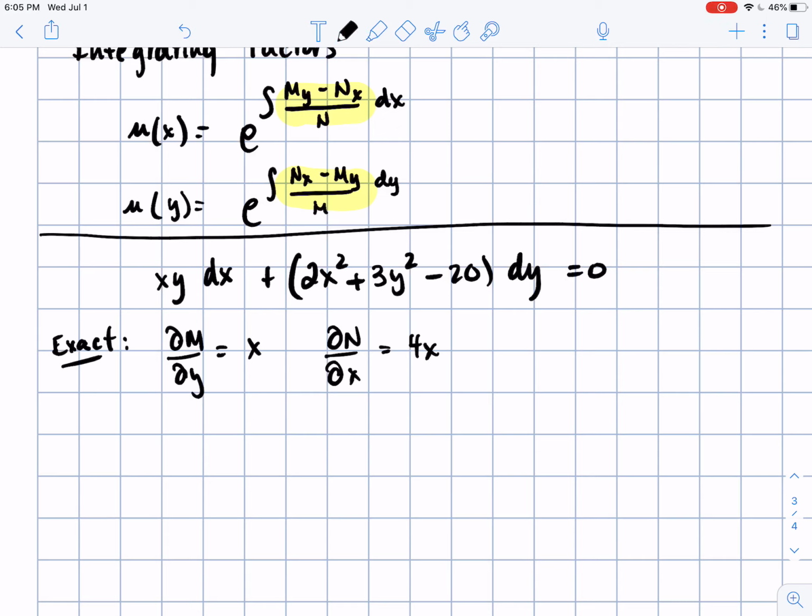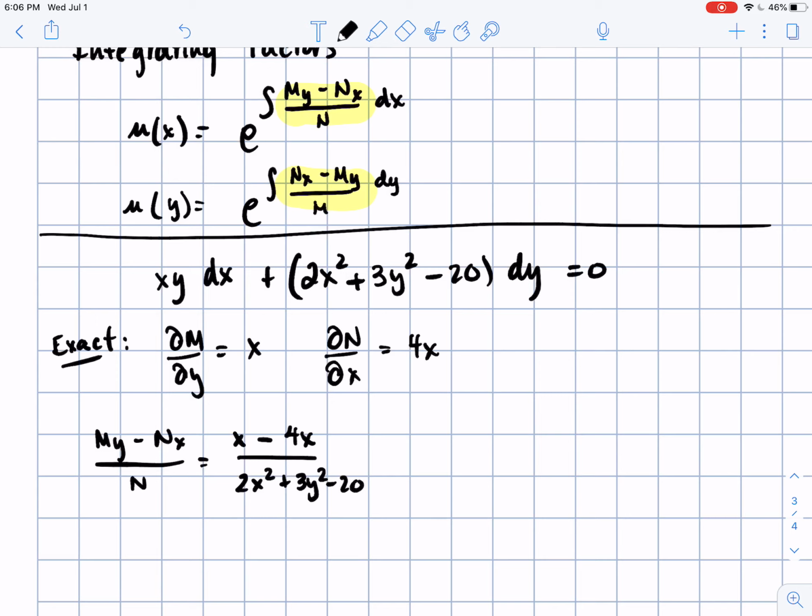So let's look at the first one, right? Let's do, what would my m of y minus n of x over n equal? So here, if you did that, my m with respect to y would just be x, right? And then minus 4x, your partial of n with respect to x, which is really just like checking for exactness, over n. But if you write this over n, this is a mess.